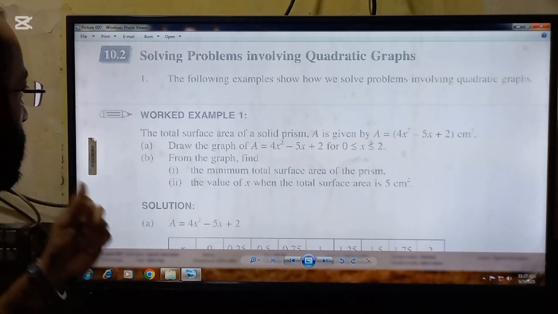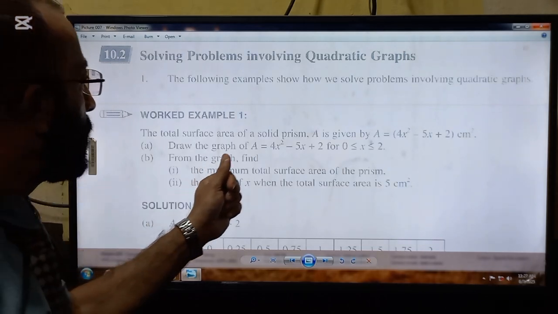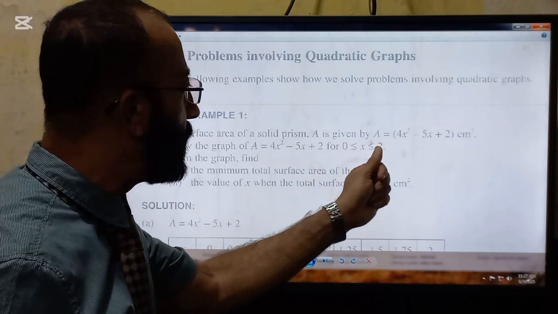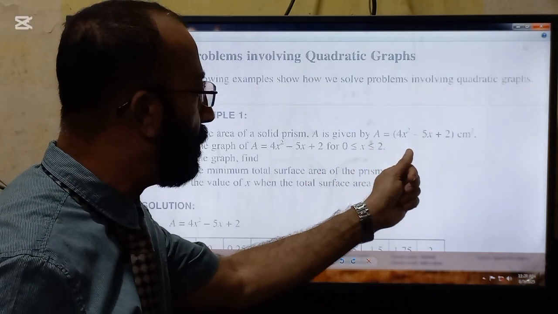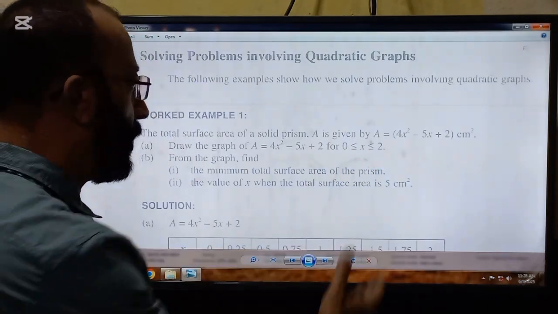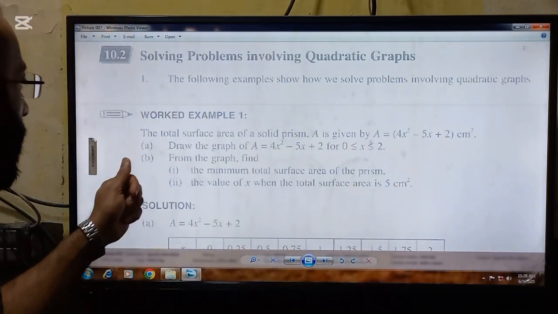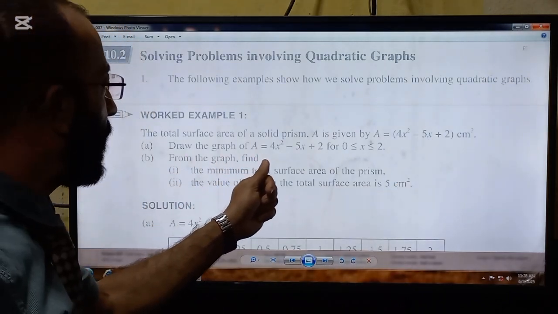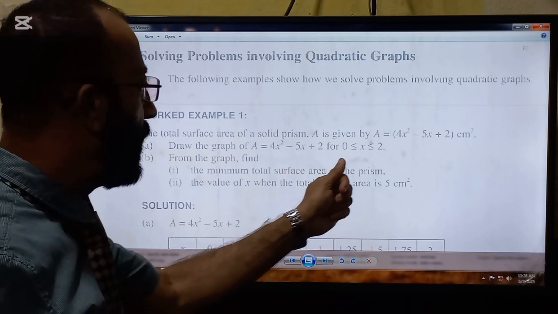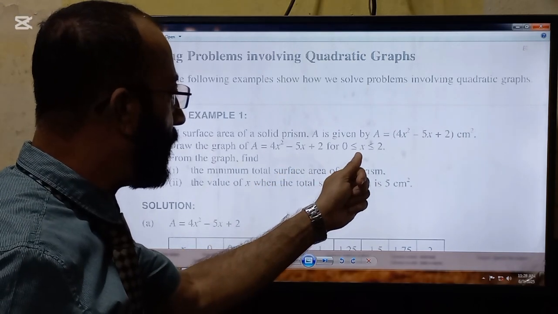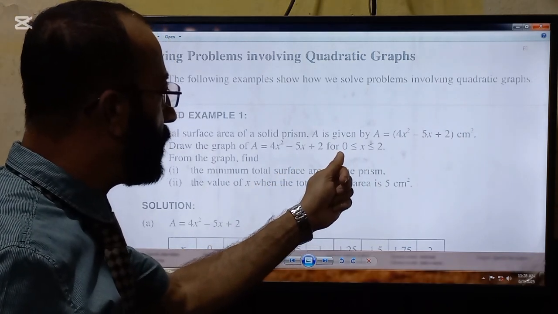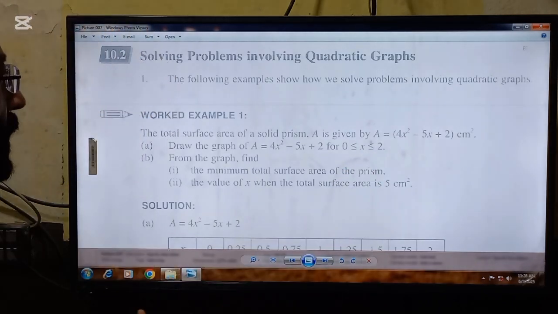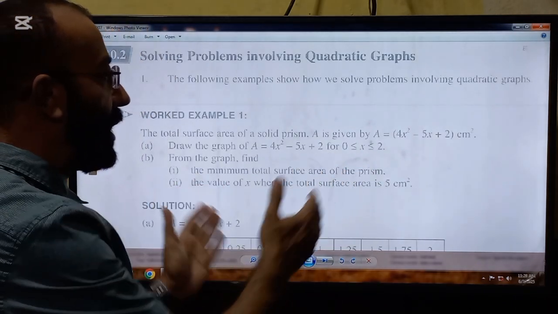And the question is, the total surface area of the solid prism, A, is given by A equals 4x squared minus 5x plus 2. So this is the equation given. Part A requirement is to draw the graph of A equals 4x squared minus 5x plus 2 in the range of x, where x is greater than or equal to 0 and less than or equal to 2. So this is actually the requirement.